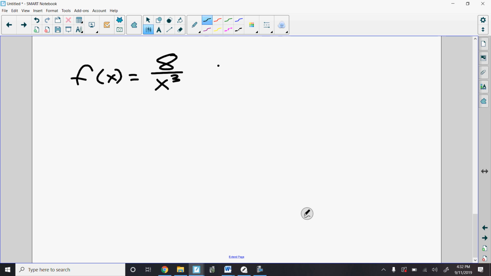Find f prime. Now again, you might say, oh, I got division in here. The power rule can't work for this too. Oh, think again. Power rule definitely can work. I just have to put it in ax to the n form. So what I need to do is move that x up into the numerator with the 8. But in order to do that, I have to follow my exponent rules. And think of this, instead of as 8 over x cubed, as 8x to the negative 3. So again, I'm rewriting f of x.